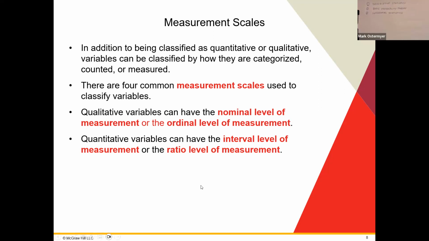NOIR, that's how I always remember this. It's an easy way to remember this here. Nominal, ordinal, interval, ratio, NOIR. Maybe that'll stick in your mind. That's a good way to remember this.